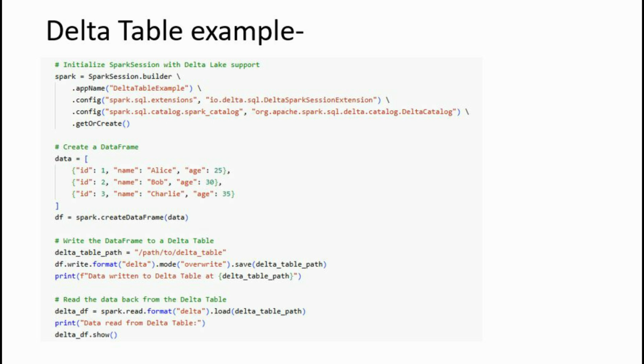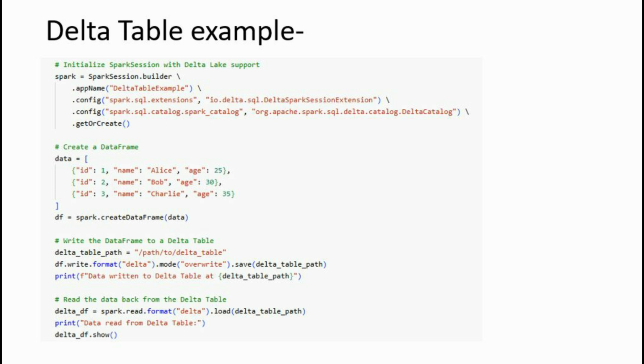After writing, we read the data back from the Delta table to verify its contents. This step uses the read.format Delta method in the same path where the table was saved. Read.format Delta reads data from a Delta table. Load Delta table path specifies the location of the Delta table to load. Show displays the contents of the table in a tabular format.